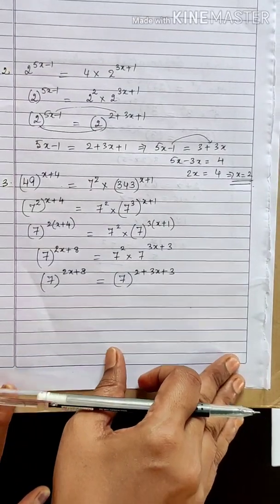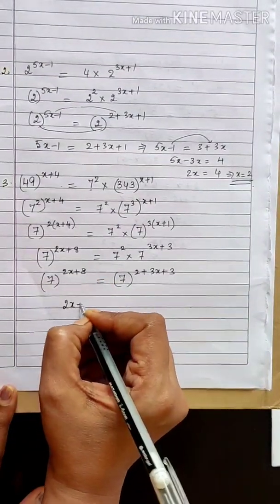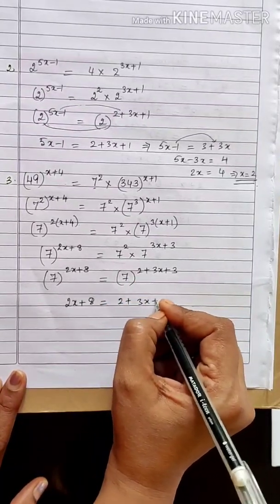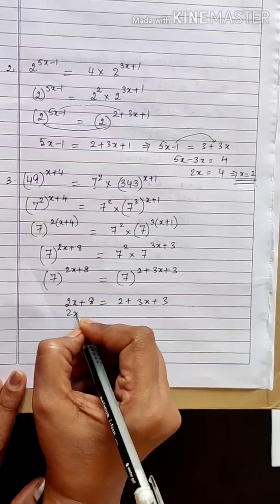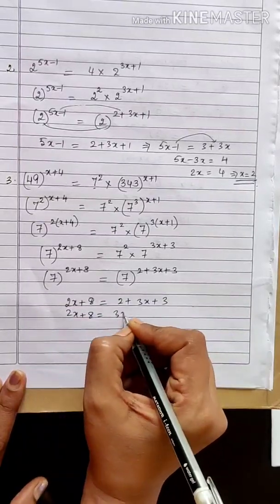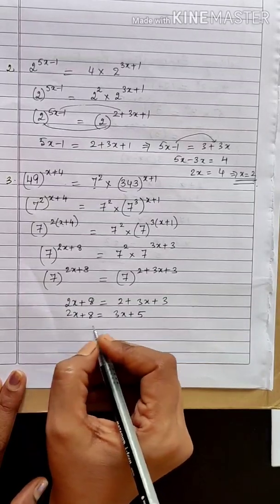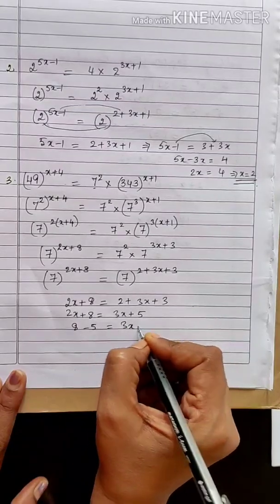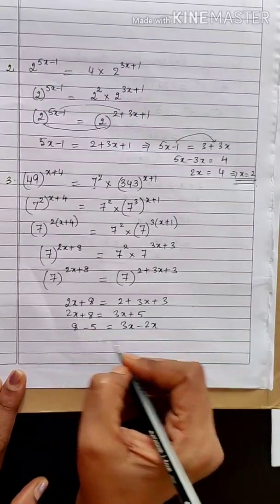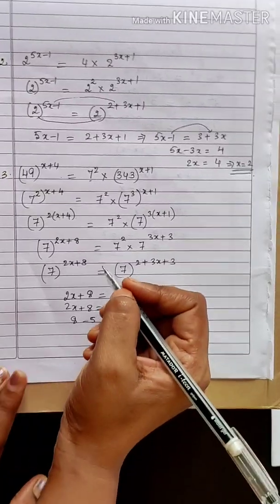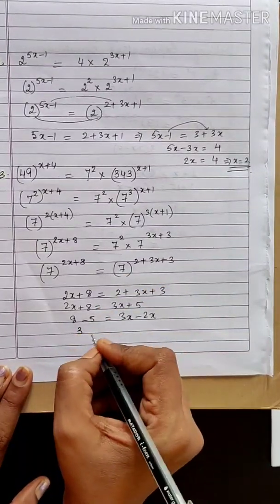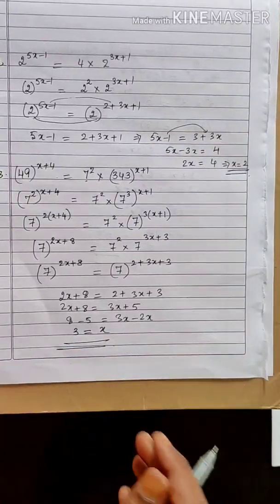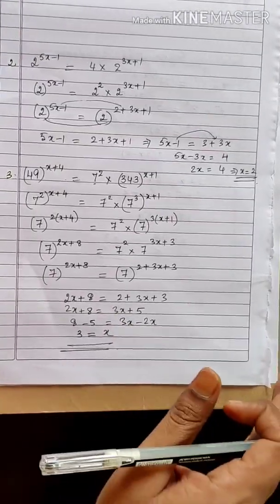Now the base is same, so the powers will be equal. 2x+8 is equal to 2+3x+3. 2x+8 equals 3x+5. So you get 8 minus 5 is equal to 3x minus 2x, transposing 2x to the right hand side and 5 to the left hand side. So 8 minus 5 is equal to 3, and x is equal to 3. This is your final answer.